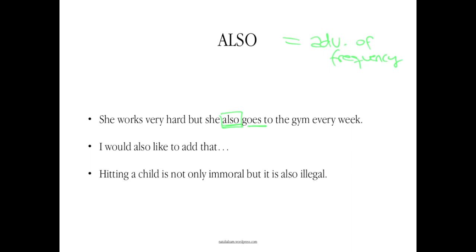When you have a two-word verb, for example modal verbs or perfect tenses, then the word "also" goes in the middle. Or when you say, "I can also do." In this example, "I would also like to add that..." whatever.